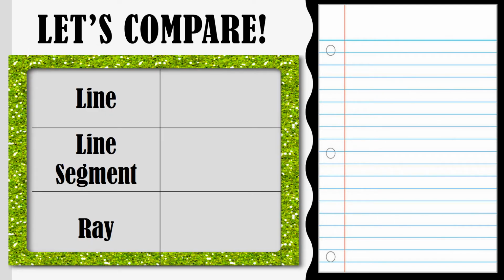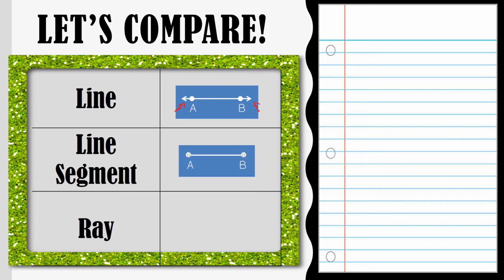Let's compare. A line continues in both directions. We know that because we see the arrows at both ends here. A line segment stops. It starts at A and stops at B. It does not go on forever in both directions. A ray starts at one point, but then continues forever in the other direction. So a line, a line segment, and a ray are all different. Go ahead and draw those pictures in your notebooks now.